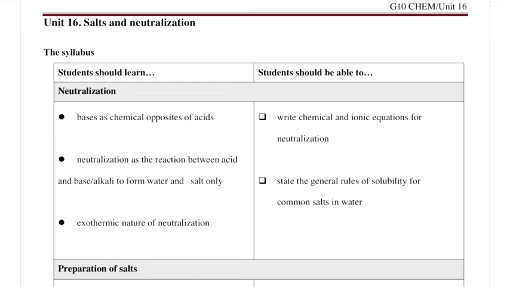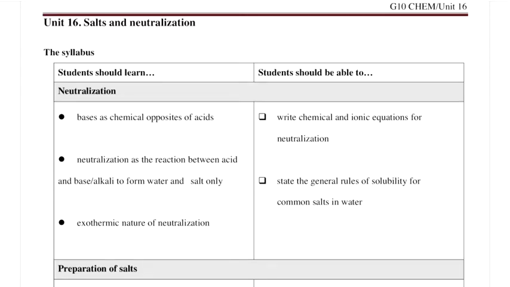Today we are going to start Unit 16, Salts and Neutralization. In this unit we are going to discuss neutralization reactions in detail, and we are going to study some of the characteristics of neutralization reactions. Then we are going to study the products from neutralization reactions, salts, and also how to prepare different kinds of salts.